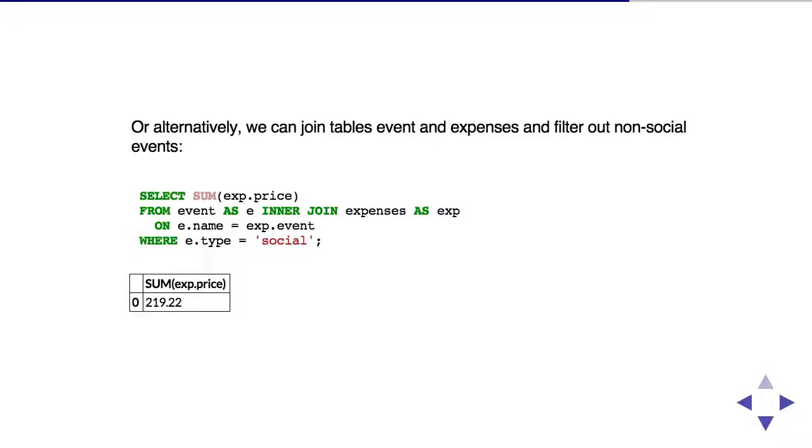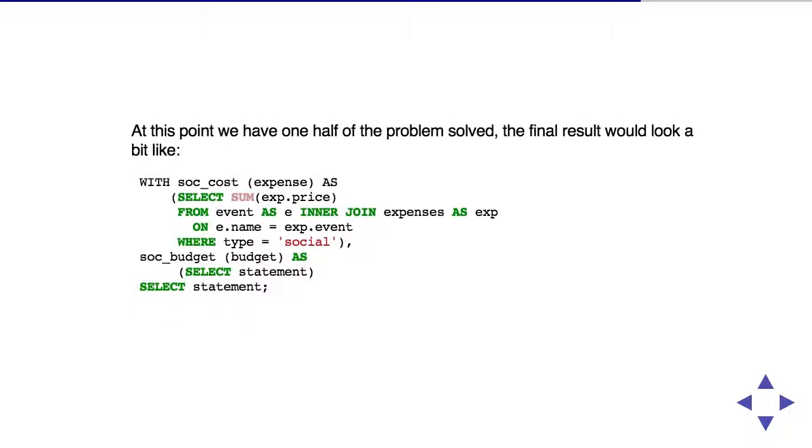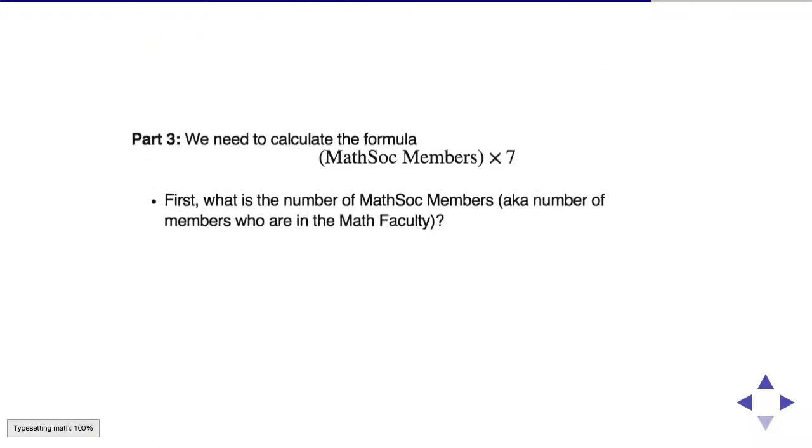So basically from here, we have social cost, where we find our expense. So find the sum of each price based off the where clause. Basically, we're writing the query here to find the total of social expenses, and here we try to find a social budget, and then you're going to use a select statement.